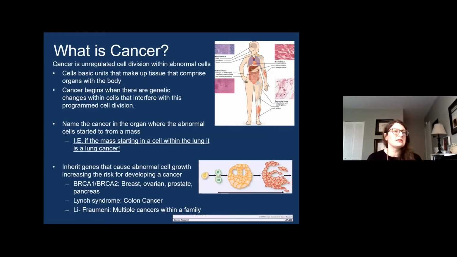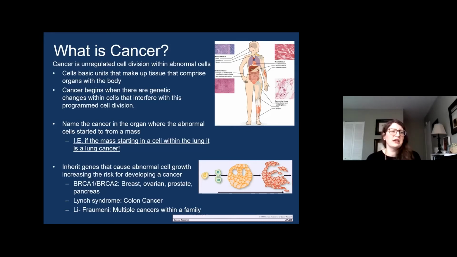So what is cancer? Cancer is unregulated cell division of abnormal cells within an organ in the body. This really can occur in all organs in the body, from the brain to the lungs, to the liver, to the GI tract, to the bone and blood. Cancers begin when there are a number of genetic mutations and changes inside that cell that interfere with how they divide. These abnormal cells go on to form a mass, and that mass starts to interfere with the normal functioning of the organ.